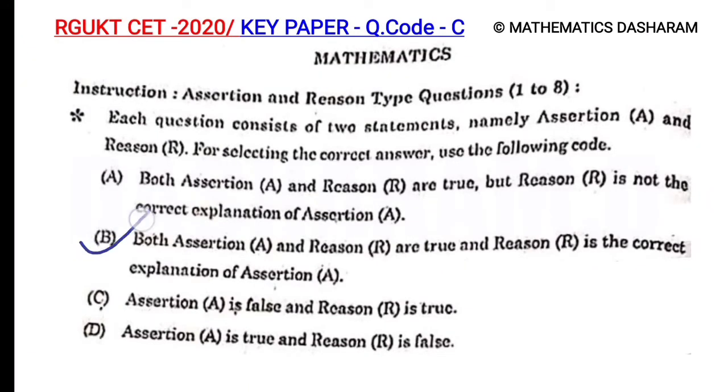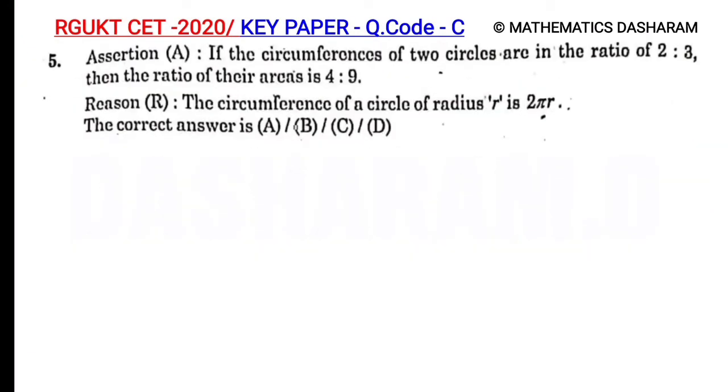Then option B is correct. Fifth question, if the circumferences of two circles are in the ratio 2:3, then the ratio of their areas is 4:9. So the circumference formula: 2 pi r1 is to 2 pi r2 equals 2:3.